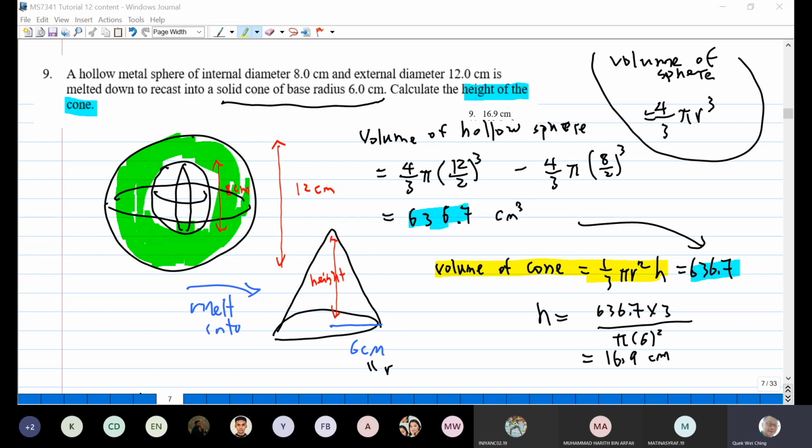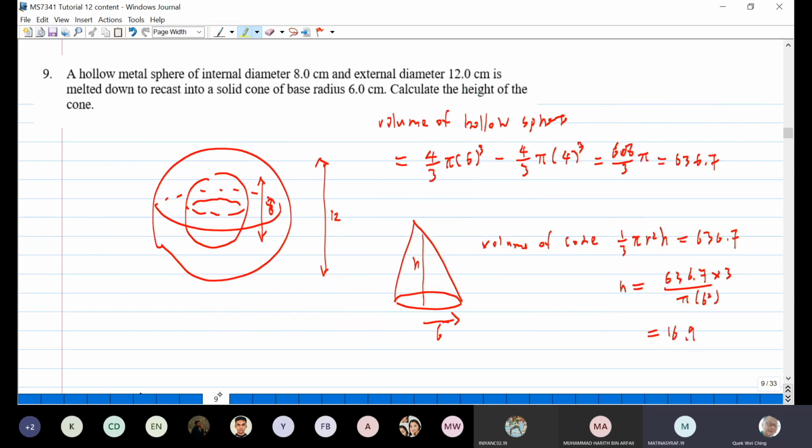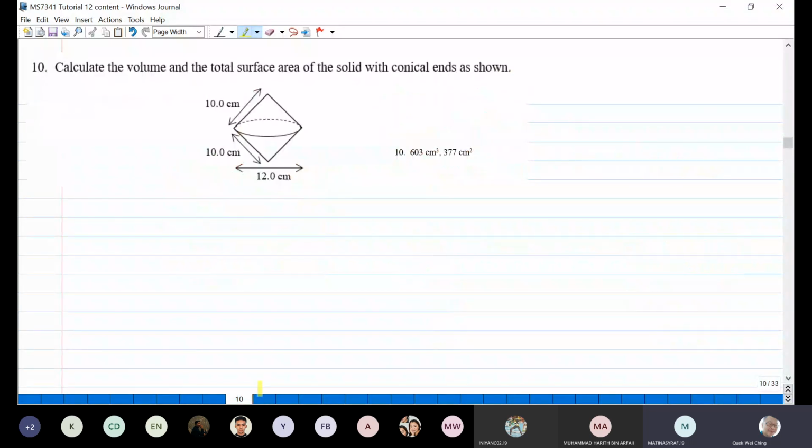Okay, so I have gone through question 9. So now I move on to question 10 already. Okay, question 10 is a cone again. Find the volume and the total surface area of the solid with conical ends as shown. So there are two things we need to find. So a bit more things to find out.